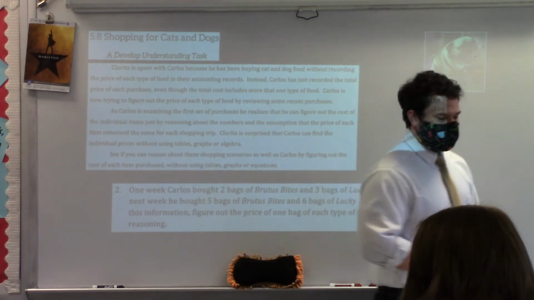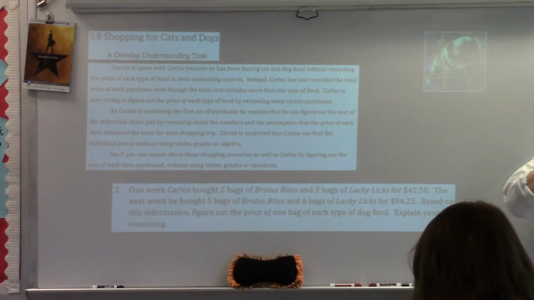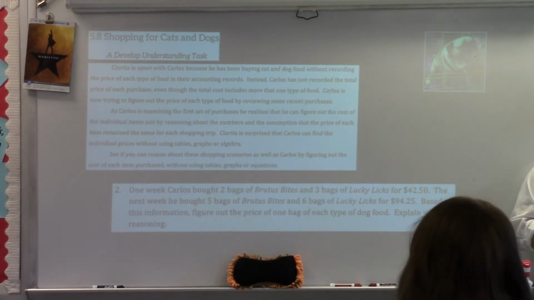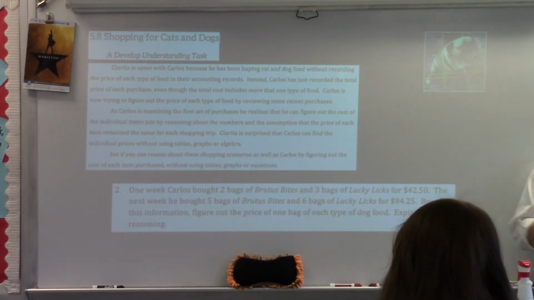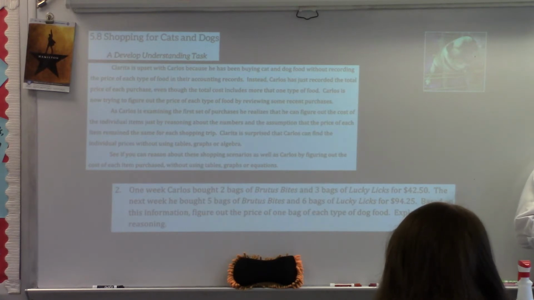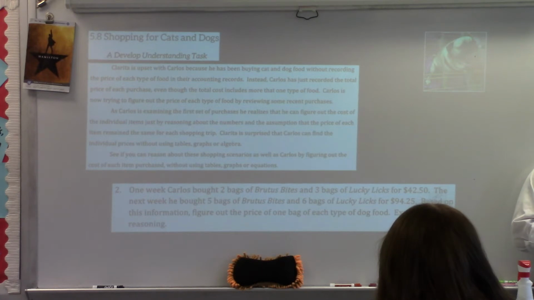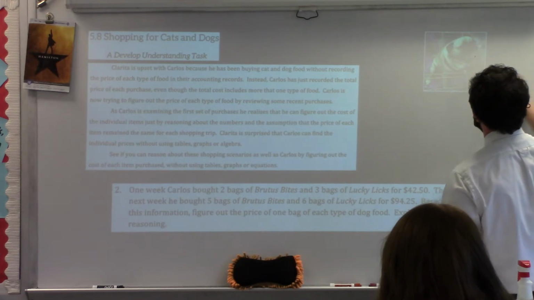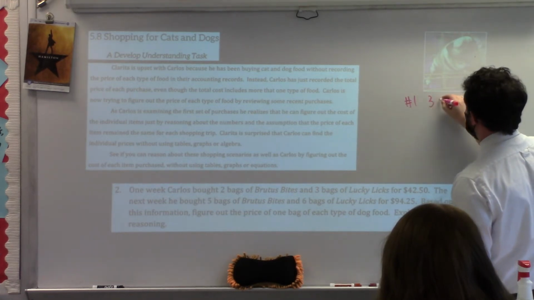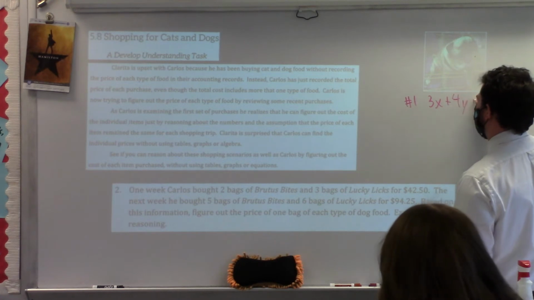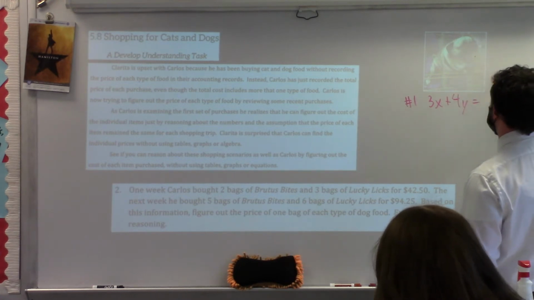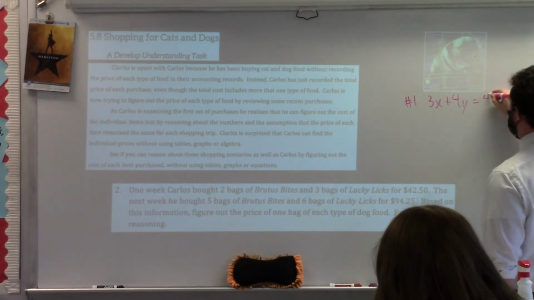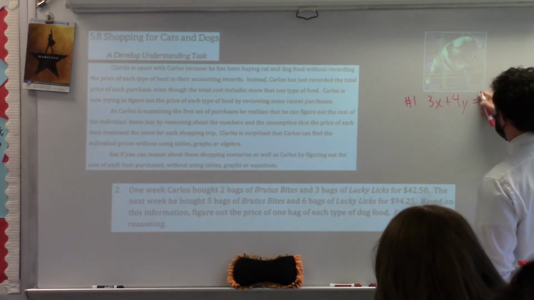Number 1, let's look at this. Does anyone have an idea of an equation you could create for number 1 based on the information there? Okay, so you can make a system of equations actually. I'm just asking for one equation based on number 1. 3x plus 4y is equal to... 3x plus 6y is equal to what? Or is equal to 43. There we go, right? It was equal to $43, right?